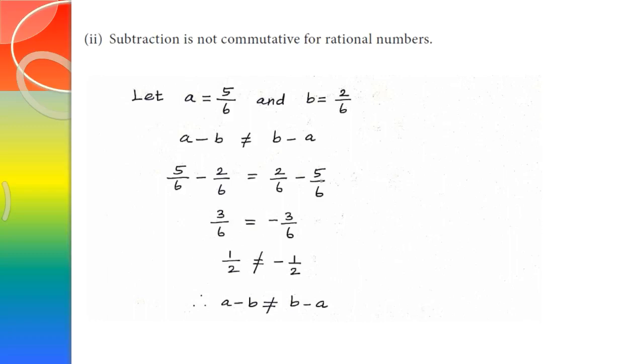Both answers are not the same. So 1 by 2 is not equal to minus 1 by 2. Therefore, A minus B is not equal to B minus A. So the property is verified. Subtraction is not commutative for all rational numbers. That is the property. Next, go to property 3.